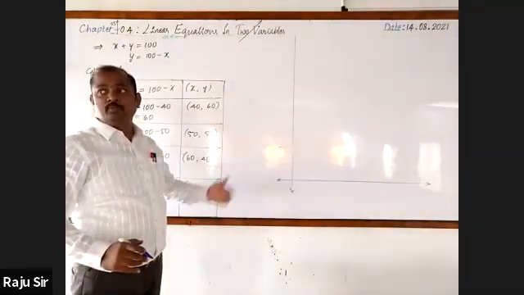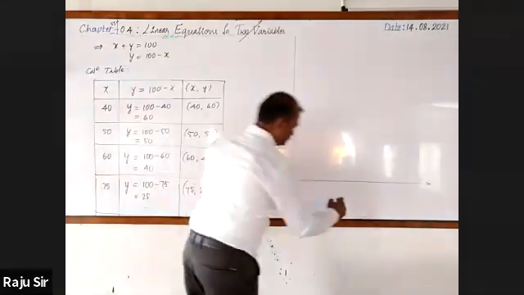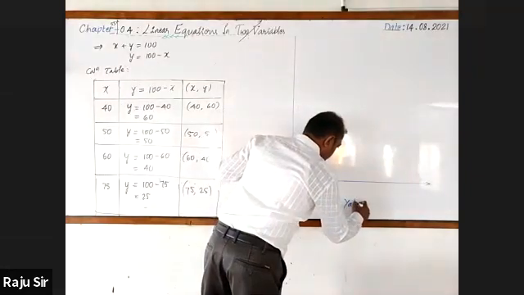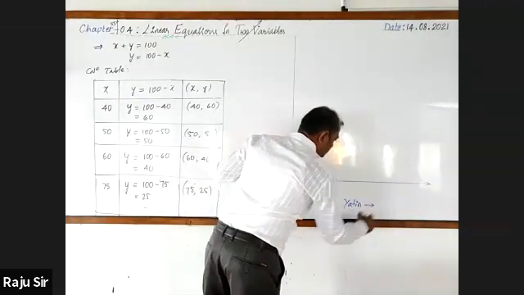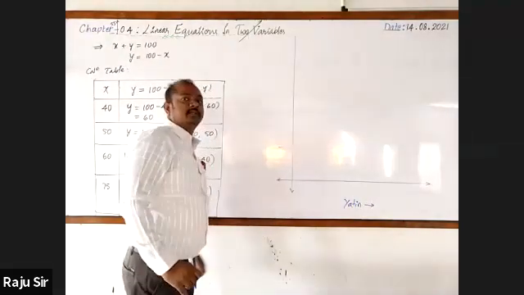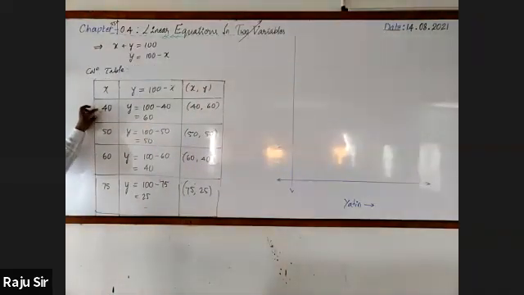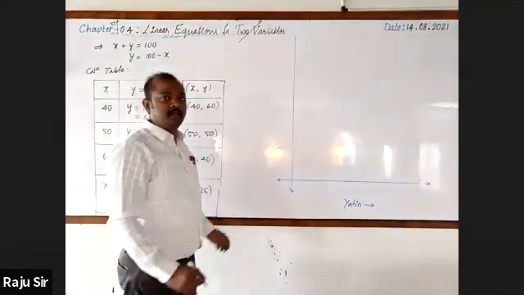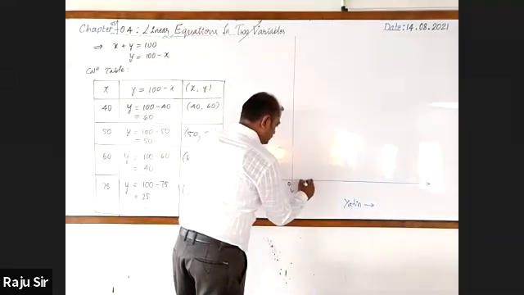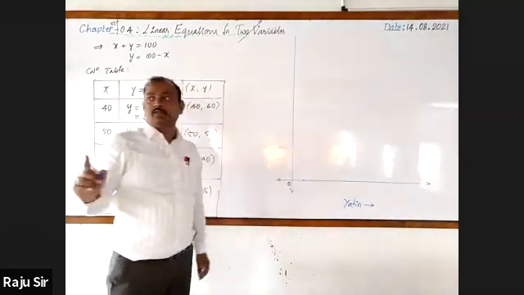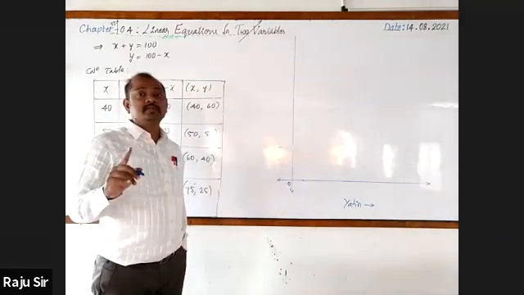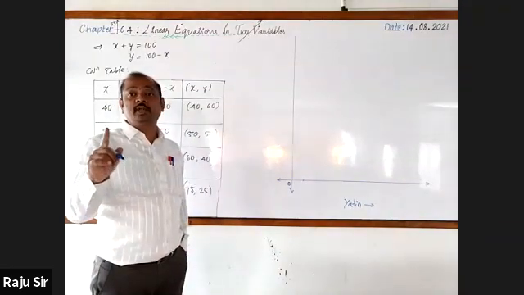Money given by Yatin. Amount contributed by Yatin, and the possibilities are 40, 50, 60, 75. What will be the scale? 10 units. 1 centimeter is equal to 10 rupees.